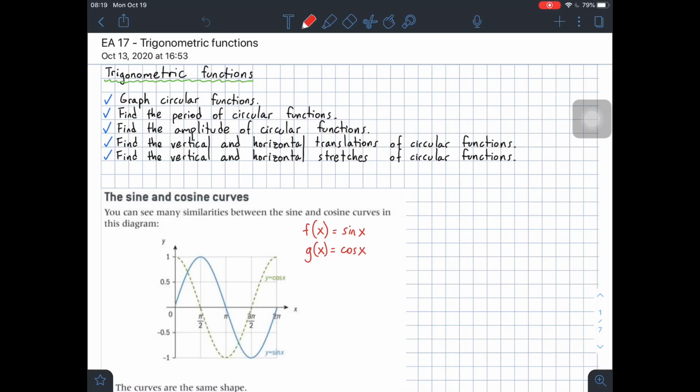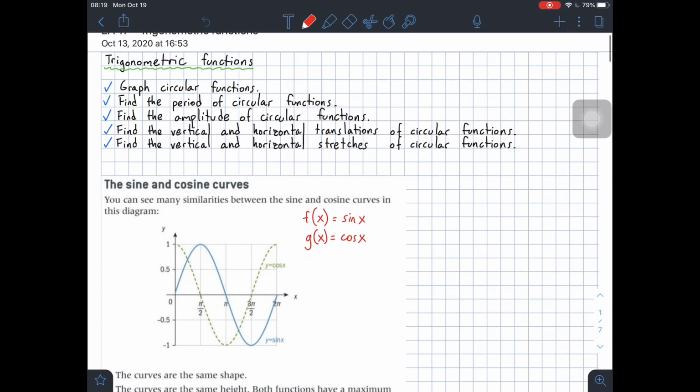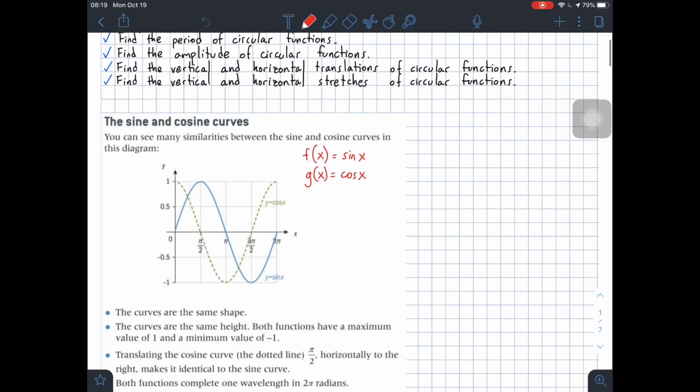Hello juniors, today we're going to continue with electronic assignment 17, which is about trigonometric functions. Today we're going to see the second part of all of this.